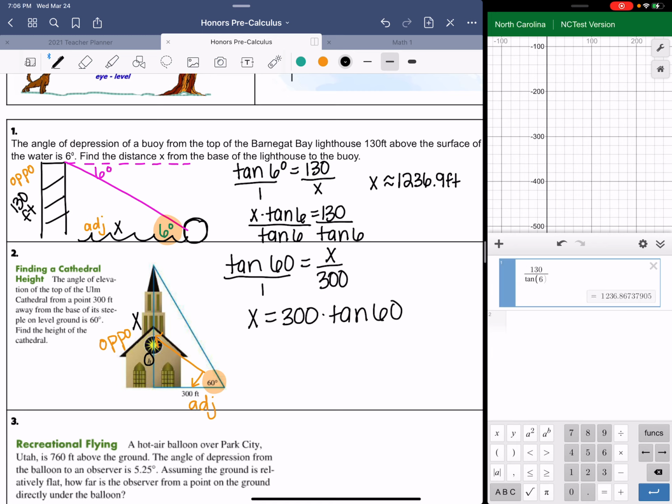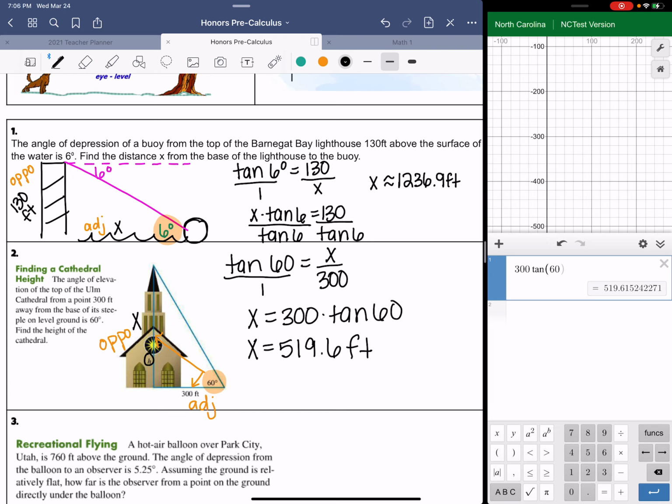All right, so we're going to plug that right into Desmos. So we have 300 times the tangent of 60. And we get x is approximately 519.6 feet tall for that cathedral.